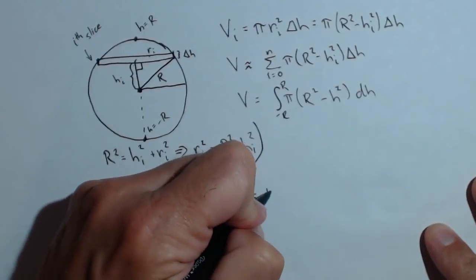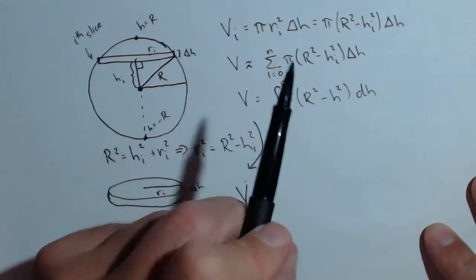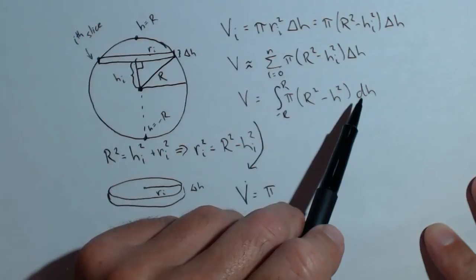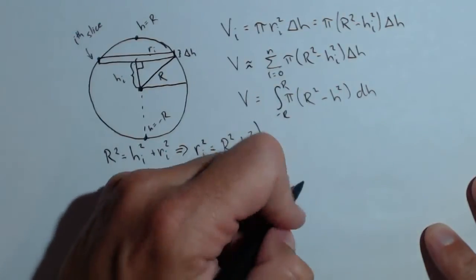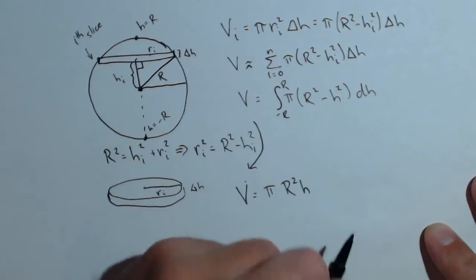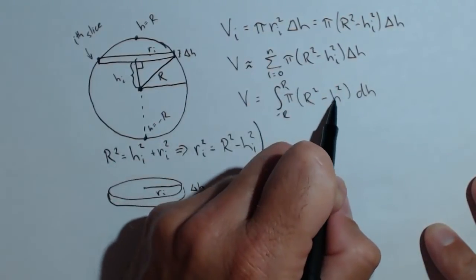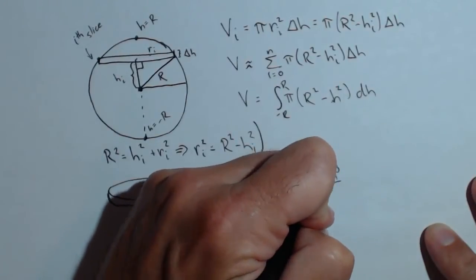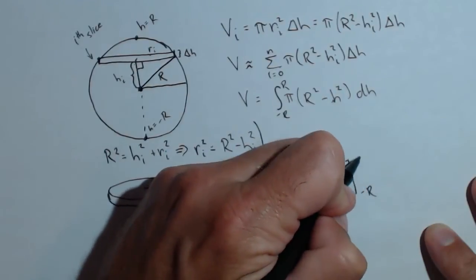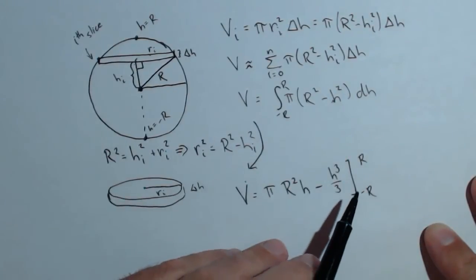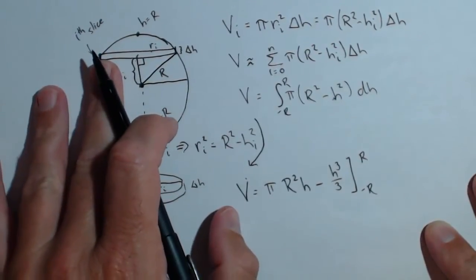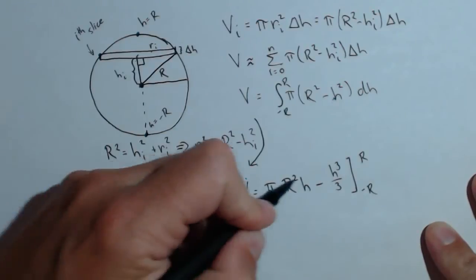So, pi. Now here's something to remember. R is not a variable, it's a constant, it's given. And I'm integrating with respect to h, so that again makes it a constant. So that's just going to be r squared times h. Minus, now h is a variable, so this will be h cubed over 3. So hopefully you see the difference there. From negative r to r. Now some people might like to use symmetry here and just go from 0 to r and then double the answer. That's fine as well. But let's just go ahead and do it this way, just so we see how it plays out.